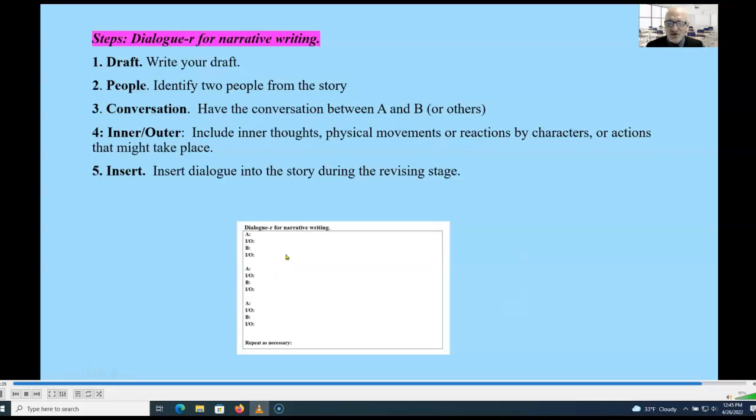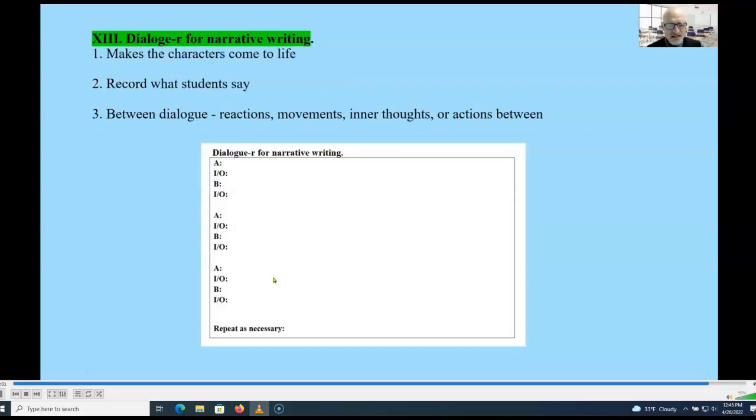And sometimes I like students to work in pairs and actually have a conversation and record that conversation. But you're including the inner thoughts as well as the physical movements and reactions or actions that might be taking place. Then you insert the dialogue into the revision stage. And all of it doesn't have to appear in your final product, but this adds depth and dimension. And you repeat as necessary. Two characters, inner thoughts, emotions, outer actions taking place.